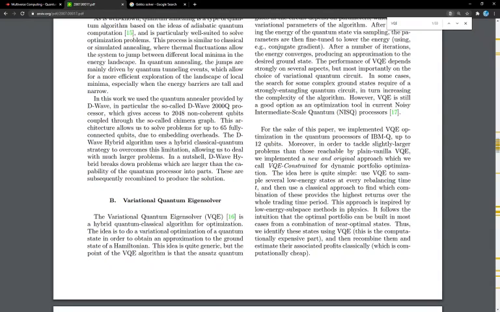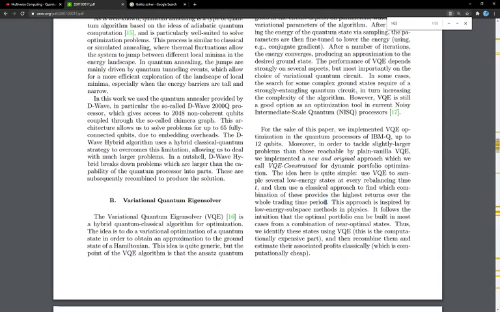Let's see, what is the timing? I don't have much time today. But, yeah, cool. So the idea here is quite simple. Use VQE to sample several low energy states at every rebalancing time t, and then use a classical approach to find which combination of these provides the highest returns over the whole trading time period.